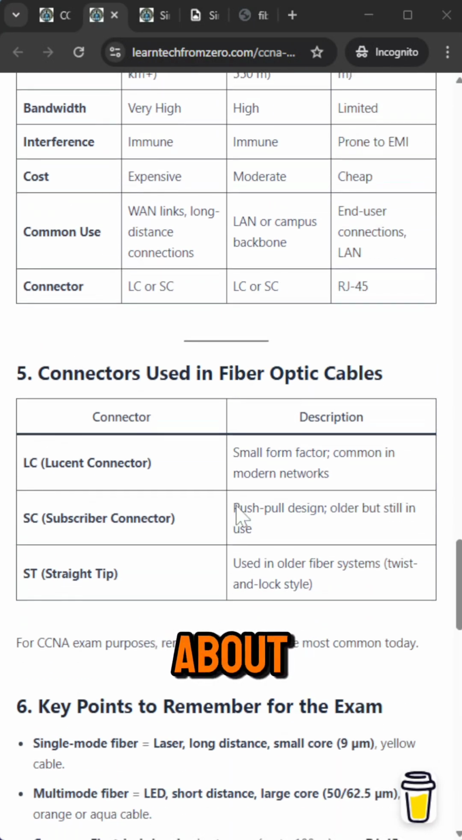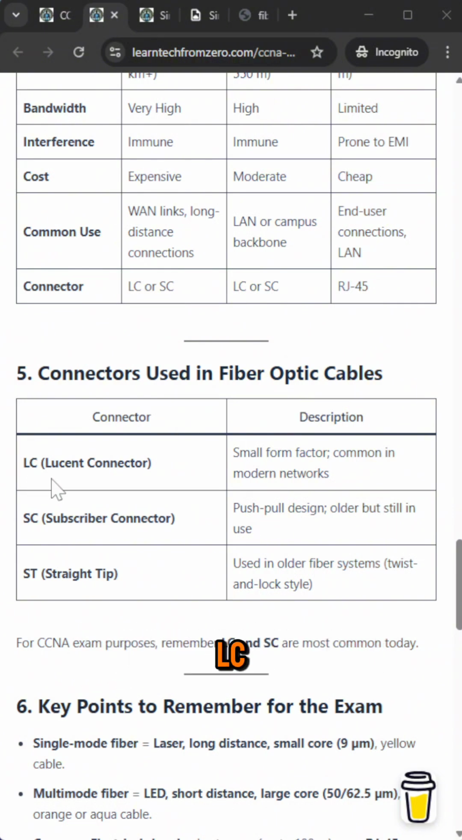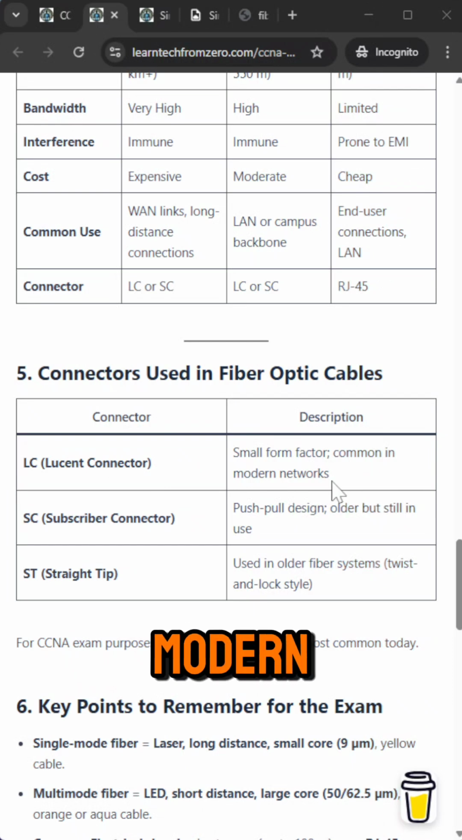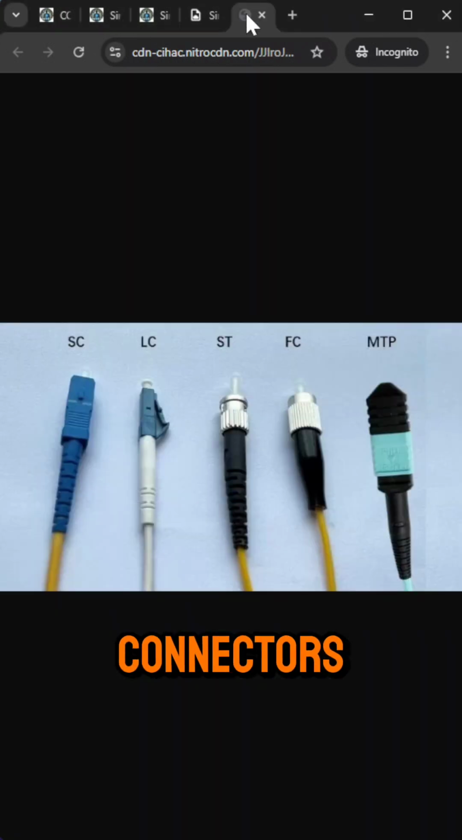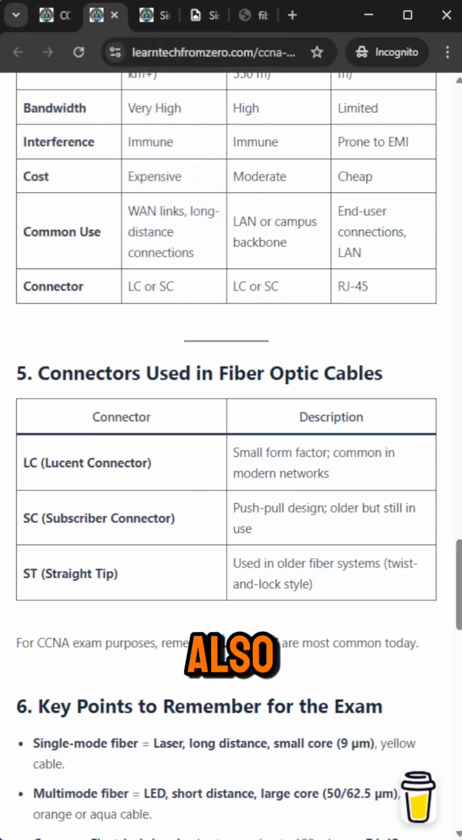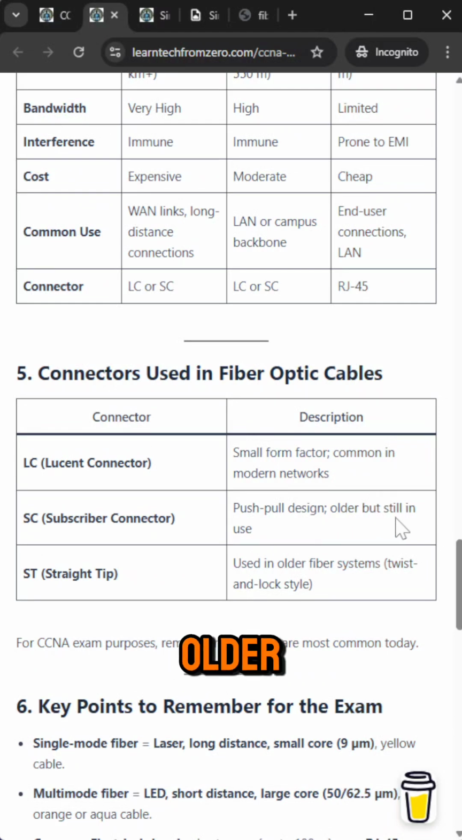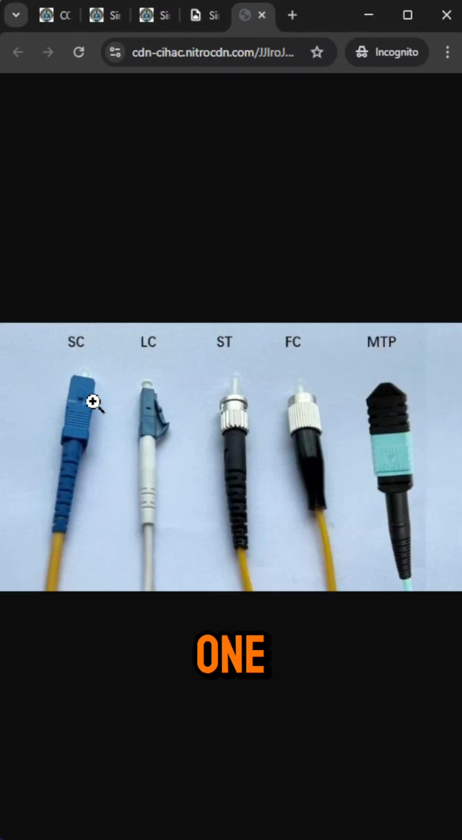So let's talk about the fiber optic cable connectors. LC, Lucent connector, is the most common in modern networks right now. This is the most common connector at the moment. And then we also have SC, subscriber connector, which is push and pull. This one is older but still in use.